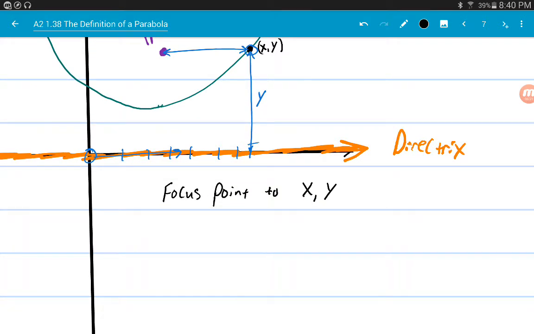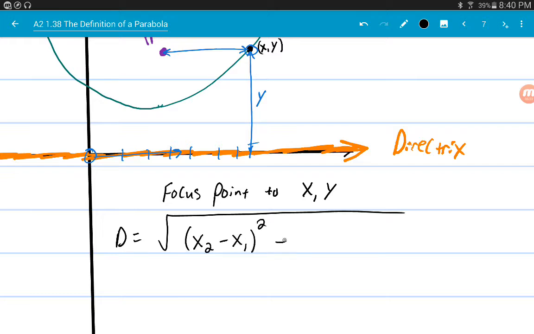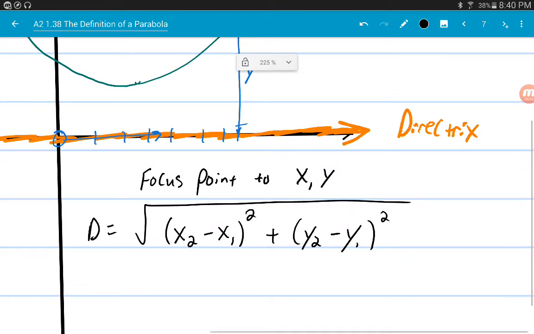From the focus point to x comma y is going to require us to plug in to the distance formula, which is distance is equal to the square root of x2 minus x1 squared plus y2 minus y1 squared. What this is, this is the change represented by a triangle. This is change in x, and this is the change in y. This all derives from the Pythagorean theorem, but if you really are interested in learning that, you should come to office hours.